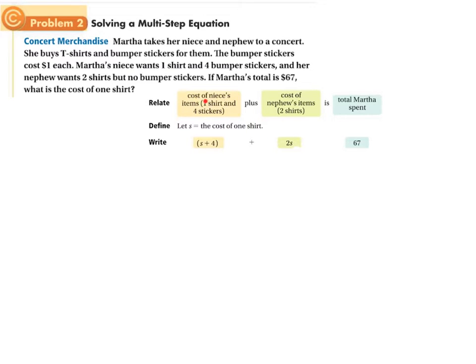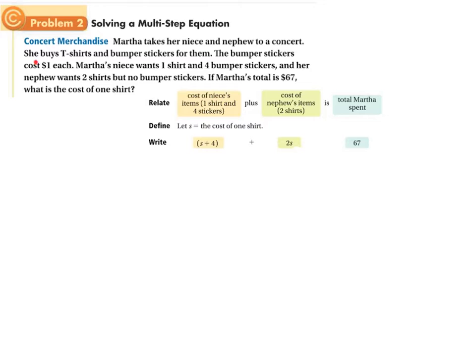And what are we doing? We're saying the cost of one item, shirt and stickers, plus the cost of this item, 2 shirts, should equal the total. Okay, so you say let S equal the cost of 1 shirt.